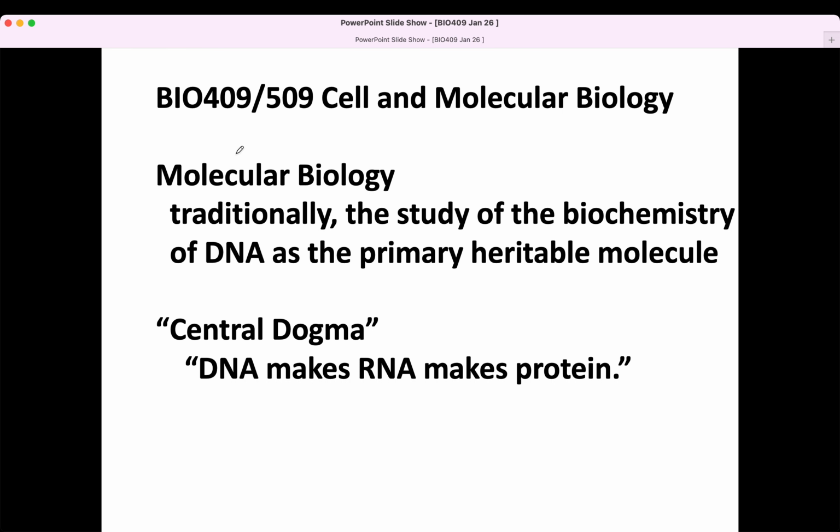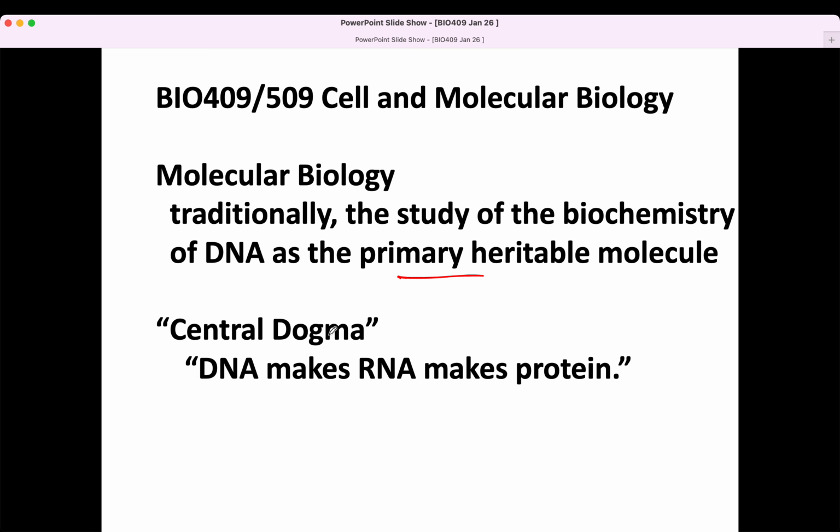Okay, so molecular biology. Traditionally, molecular biology is the biochemical study of DNA as a physical molecule, and as the primary heritable molecule. I say primary heritable molecule because between organisms, from your parents to you, DNA was the main story, but there was a sperm and egg. There were cells also, right? The cell theory says we come from cells. But in those cells, in the sperm and egg, the primary story is that the DNA holds a lot of information.